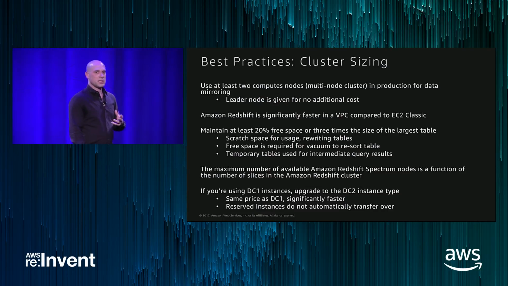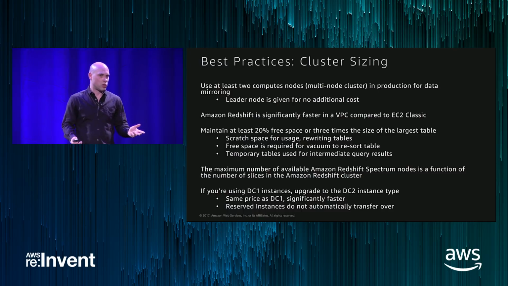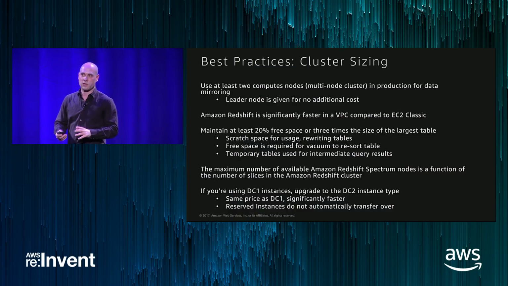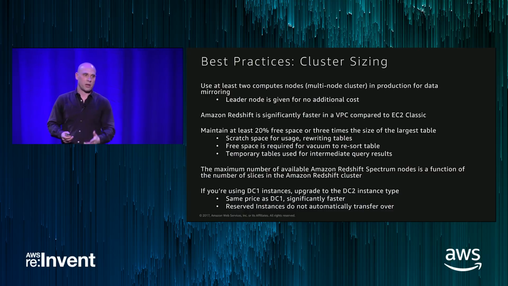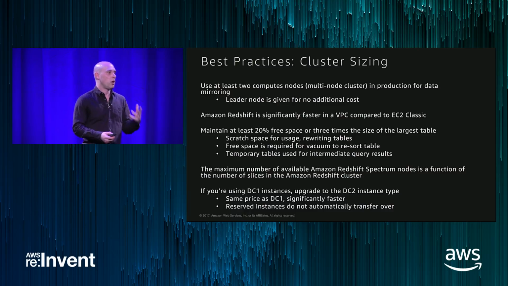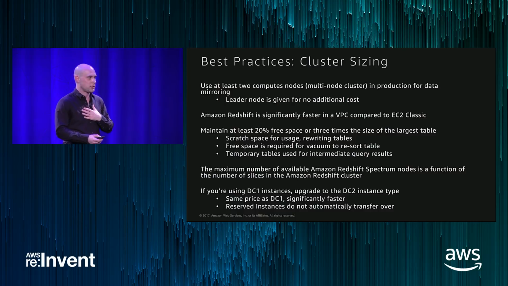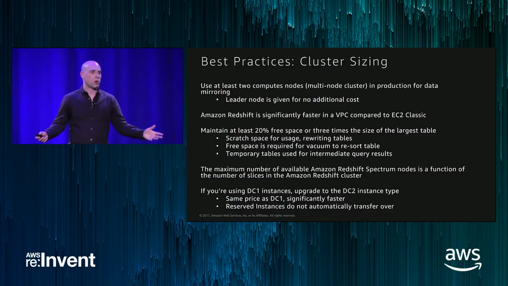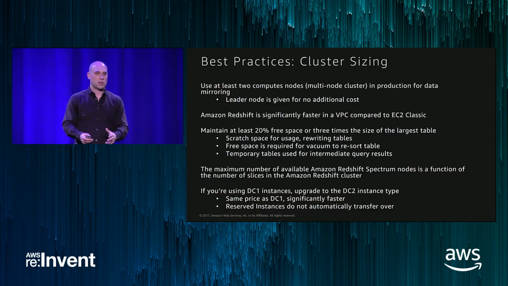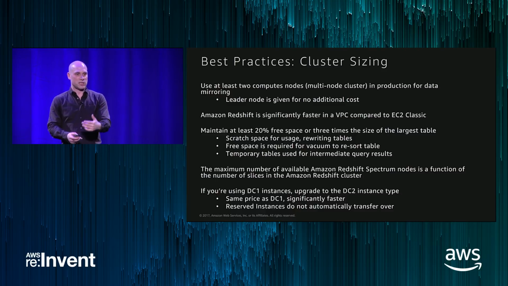So cluster sizing. Production workloads should ideally be run on a multi-node cluster, 2 nodes or more. We do allow what we call single node clusters in Redshift. Those are fantastic for POC, playing around, dev work, QA work, all of that sort of stuff. I run a single node cluster myself, but if you have a production workload, use a multi-node cluster, and that's because you get that mirrored copy of the data for safety.